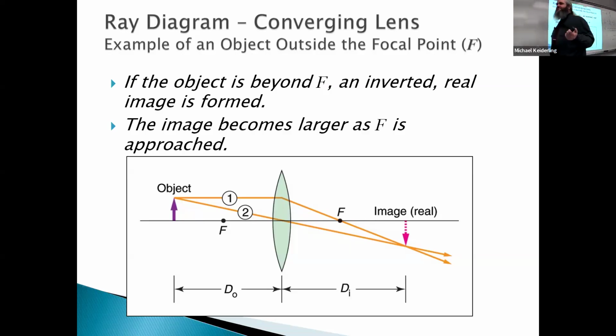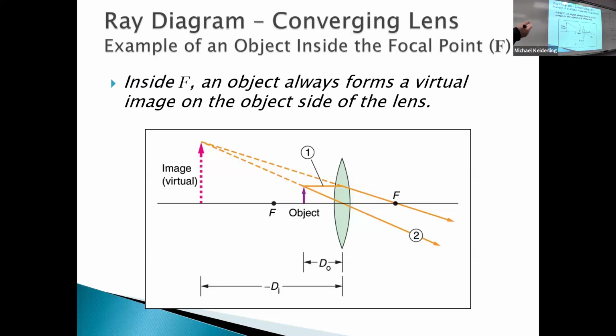If you are beyond twice the focal length, the image will be smaller than the object. If you're between the focal point and twice the focal length, it will be larger than the object. It will get maximum size right at the focal point. Inside the focal point, the object will form a virtual image on the object side of the lens.